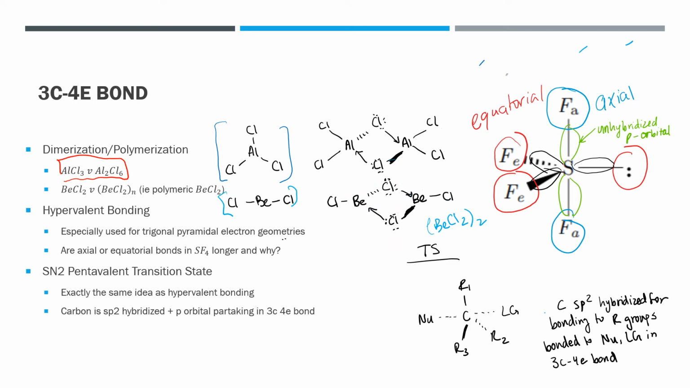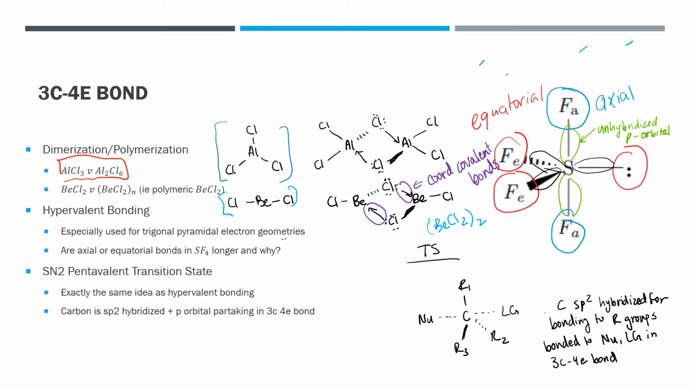I'm just gonna circle it. You can see that these arrows are just coordinate covalent bonds. And you can see that there's 2 electrons from the coordinate covalent bond, there's 2 electrons from the normal bond, so there's 3 centers and 4 electrons.